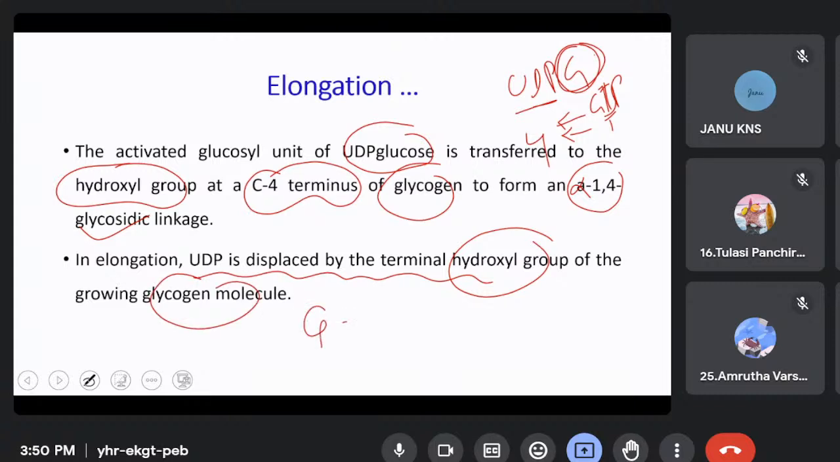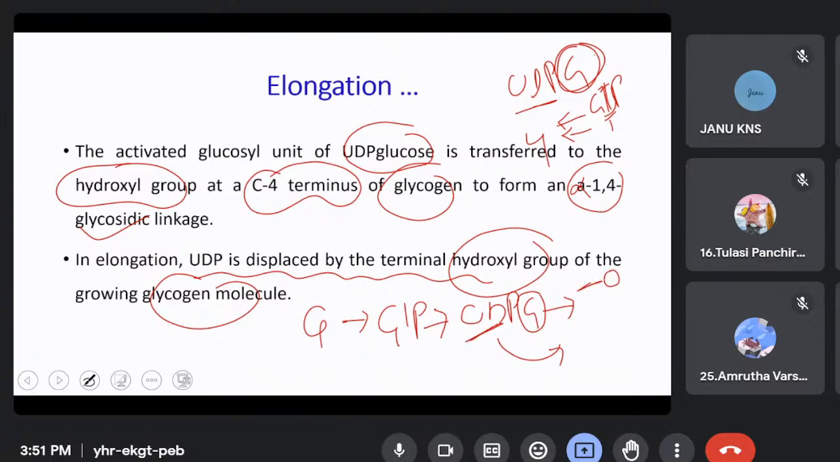So glucose is converted to glucose 1-phosphate. Glucose 1-phosphate is converted into uridine diphosphate glucose. And now what happens? This glucose is donated by the uridine diphosphate glucose to the primer, during which this UDP is replaced by, this is the primer, this is its OH end, to which the glucose molecule is added. Thus, UDP is replaced by the hydroxyl group.